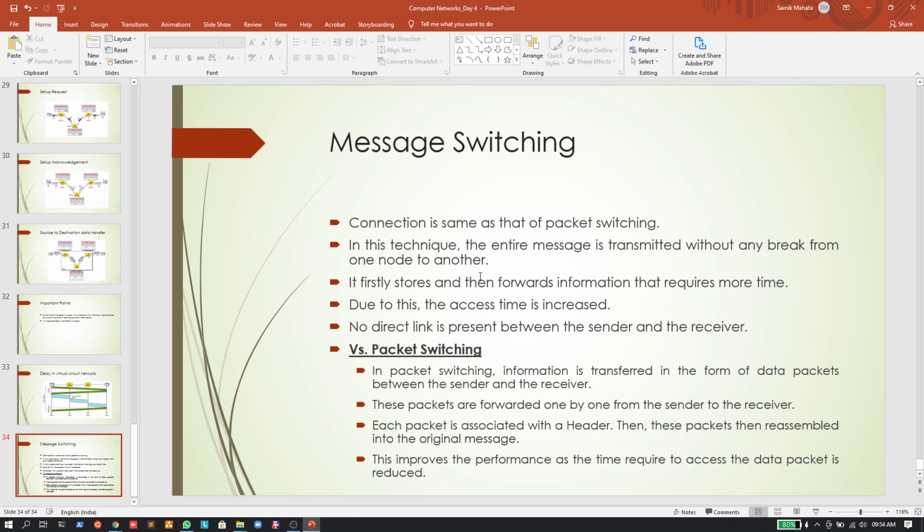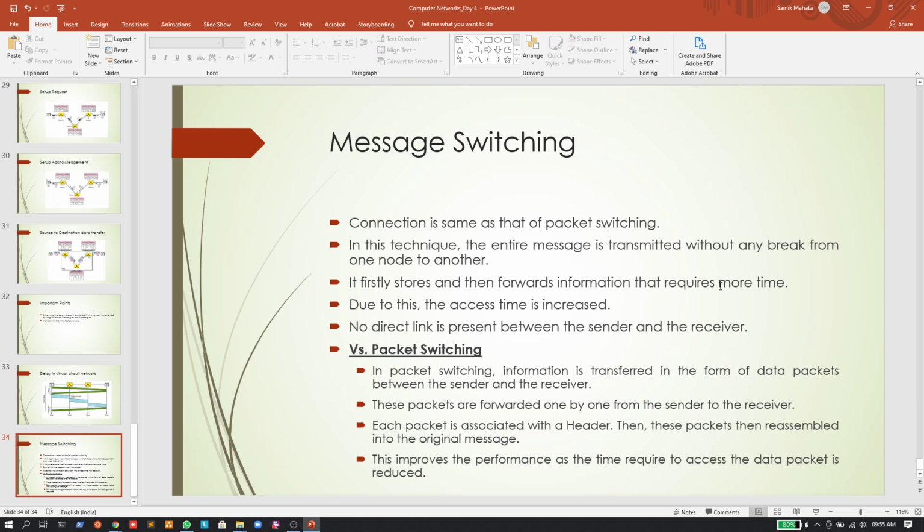In the case of packet switching, what does the switch do? It transmits individual packets. But in the case of message switching, it has to transmit the whole data. So it first stores and then forwards the information, which requires more time. As we discussed earlier, since a switch has to transfer the whole data, obviously in the switch there has to be a memory, so that it can store the full incoming message, process it, and then using that same memory send it to the next switch.